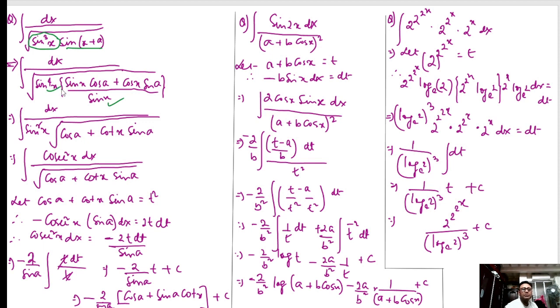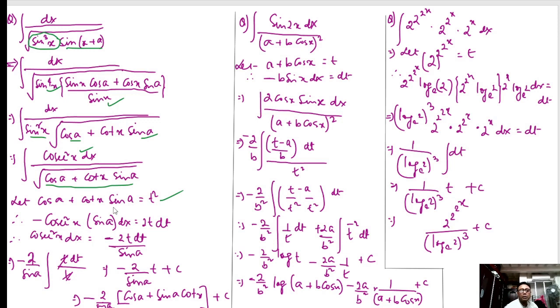That is important, because root sin 4x will go outside as sin square x, and this sin x by sin x will cancel, leaving only cos a, and this will become cot x into sin a. Okay, so now 1 by sin square x is cosec square x, and we will take this whole thing as t square. So cos a is a constant, which is 0, and this will become sin a minus cosec square a.